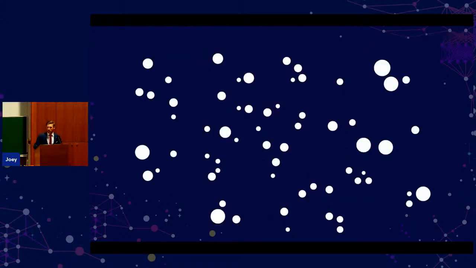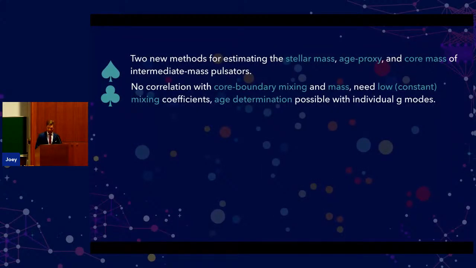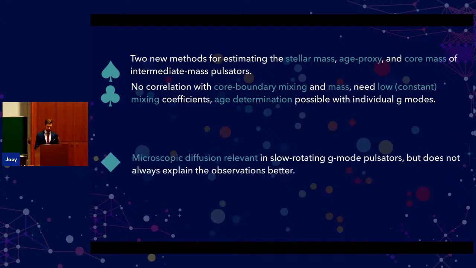So next time you look up at the sky on a warm, clear summer night, I hope you remember that now we have two methods for estimating the stellar mass, the H proxy and the core mass of intermediate mass pulsators. We do not observe any clear correlation between the core boundary mixing efficiency and the mass of the star. We need low mixing coefficients when we assume that this mixing is constant throughout the envelope. And we can now determine the age of a star using the modeling of the individual g-mode periods.